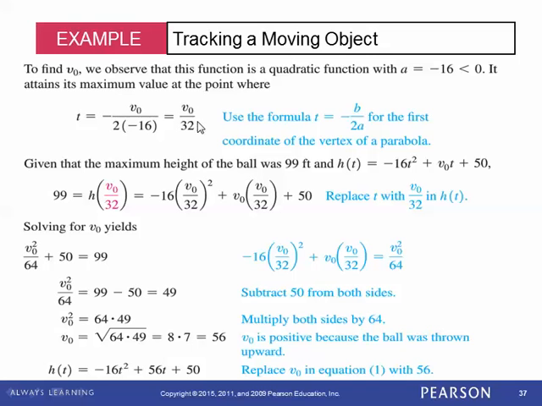But we know it reaches a maximum height of 99 feet. So all we do is plug this in for all the t values. Again, a little bit of work here. It's an application question. And eventually, after a little bit of work, we get an answer: v naught is 56. And we finally built our equation for this type of problem.